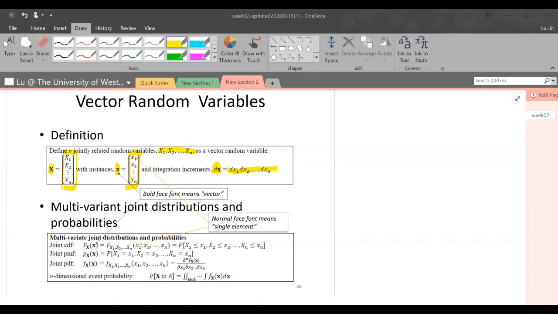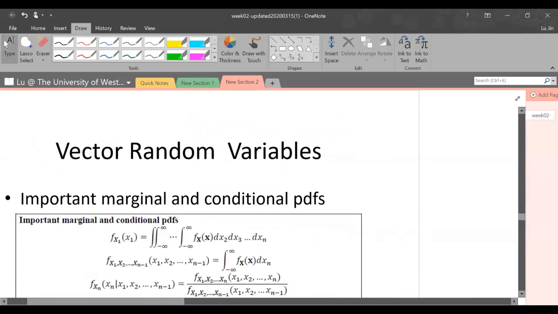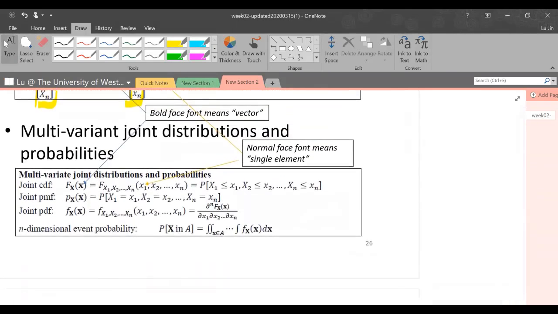And next one, multiple variable joint distributions and probabilities. Actually, all the terms are not new to us. We just need to use the new notations to understand them. Okay, first one, joint CDF. Capital F for CDF, no problem. And the subscript is again the vector X. That means we got a group of random variables in the vector. And inside the round brackets, you have the vector lower x. That means a group of parameters, one for each of the random variables.